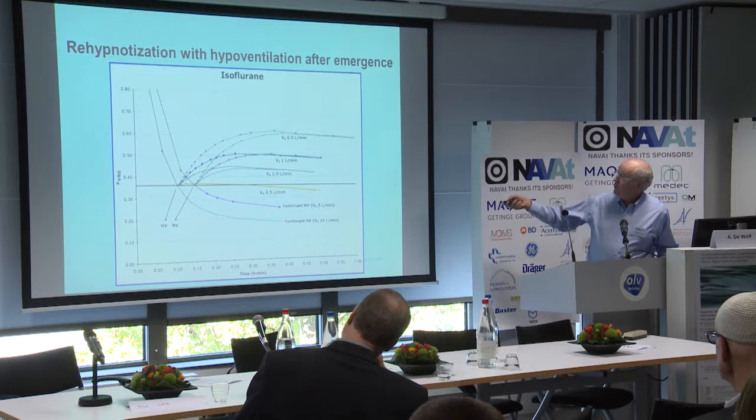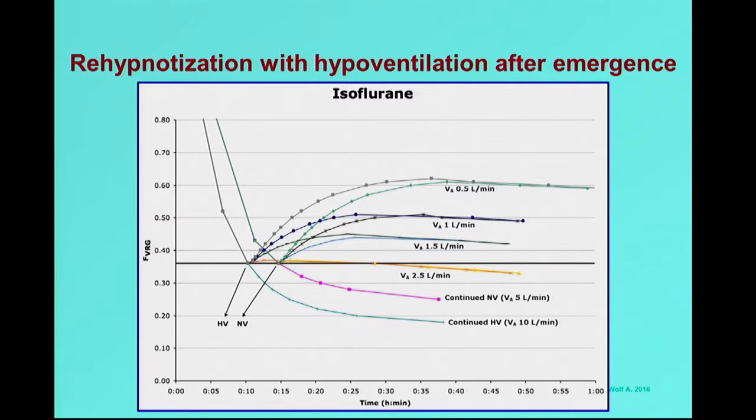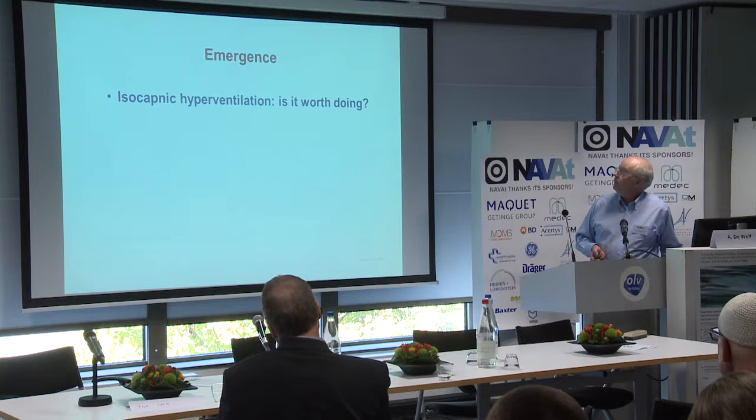So if you look at the isoflurane curve and you look at the left curve of these two, VA 1.5 liter per minute, you will see that with initial hyperventilation, isocapnic hyperventilation, the FVRG rises a little bit higher than if you use normal ventilation to wake the patient up. So there is an effect of hyperventilation, a potential effect that is not beneficial with the more soluble agents.